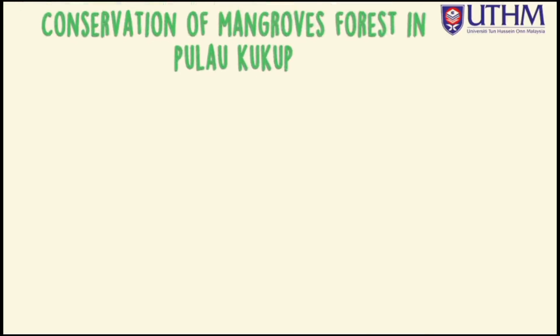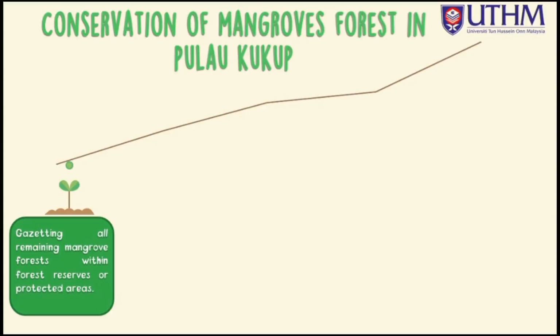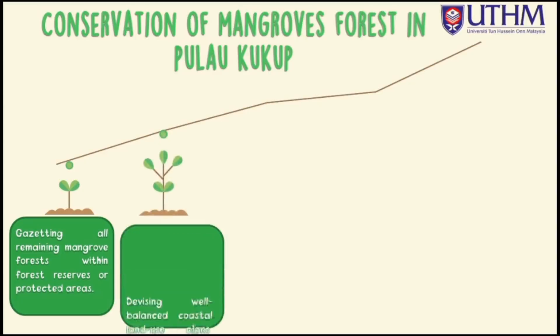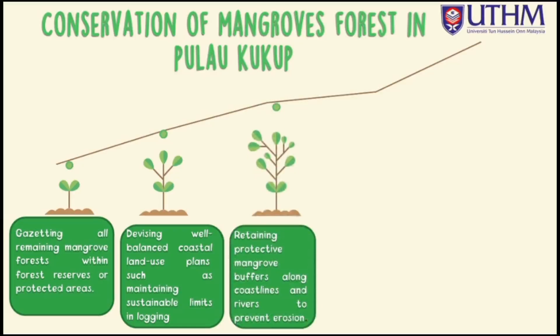Conservation of mangrove forests in Pulau Kukup. Firstly, gathering all remaining mangrove forests within forest reserves or protected areas. Secondly, devising a well-balanced coastal land use plan such as maintaining a sustainable limit in logging. Third, retaining a protective mangrove buffer along the coastline and rivers to prevent erosion.